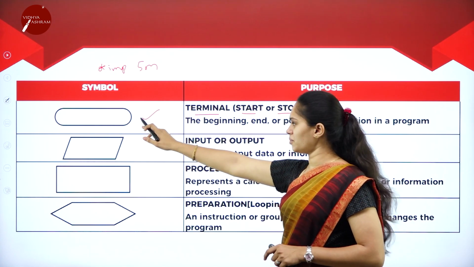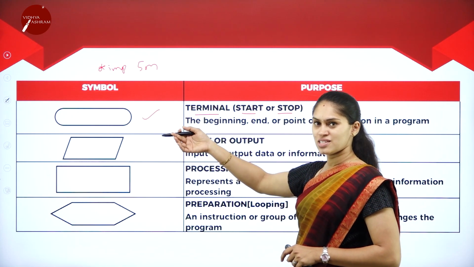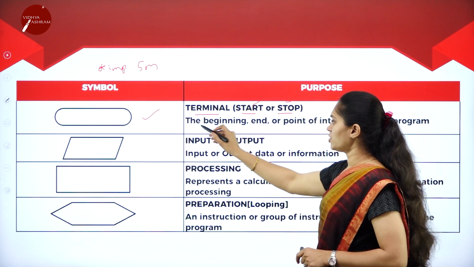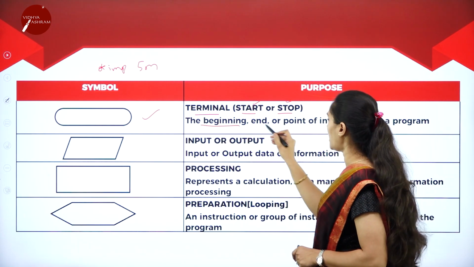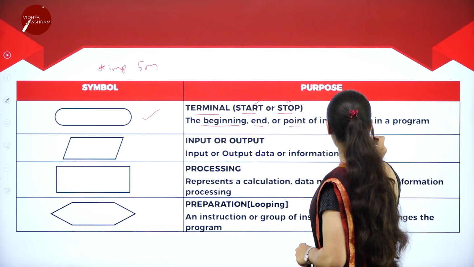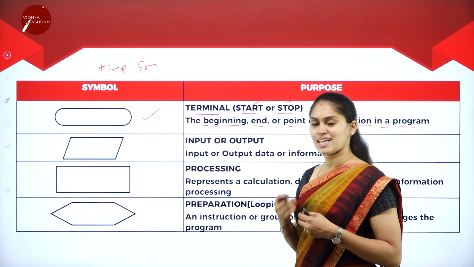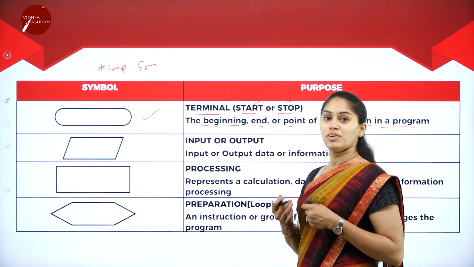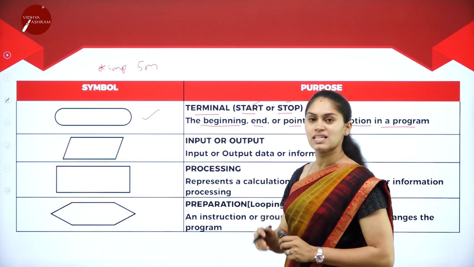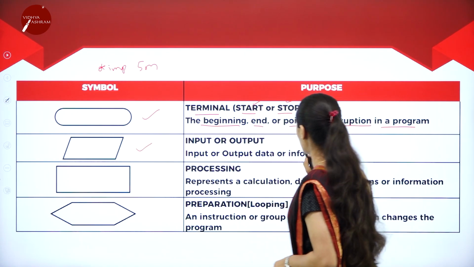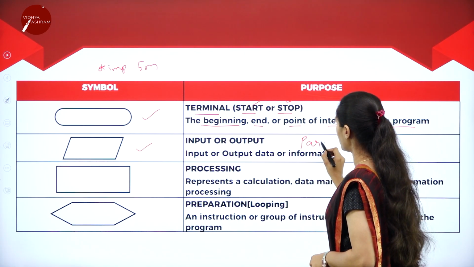So this is the terminal symbol, and why are we going to use it? In order to start or stop. So this indicates the beginning and end, or point of interruption in a program. If any interruption or disturbance occurs, that will be represented with the help of this terminal. Which is the next symbol that we have? Parallelogram. So what is this parallelogram?